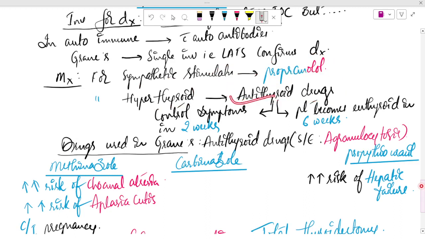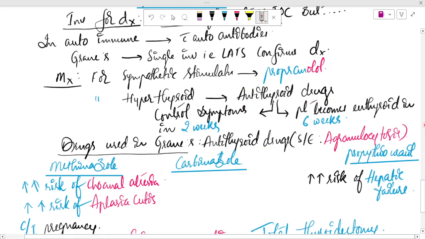While giving these anti-thyroid drugs, they control the symptoms in 2 weeks, but the thyroid comes to normal, or the euthyroid state, in 6 weeks. You just remember this. Not so important, but you still remember. Symptoms can be controlled in 2 weeks and thyroid comes to euthyroid state in 6 weeks. Now, what are the most important anti-thyroid drugs that you use? Methimazole, carbimazole, propylthiouracil.